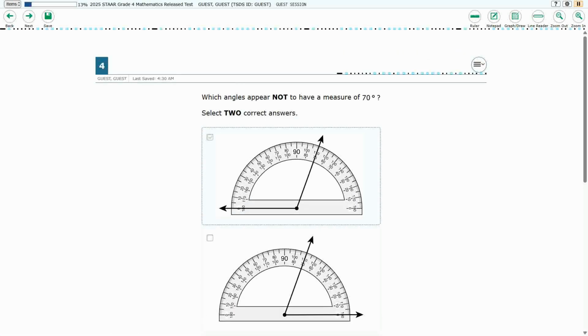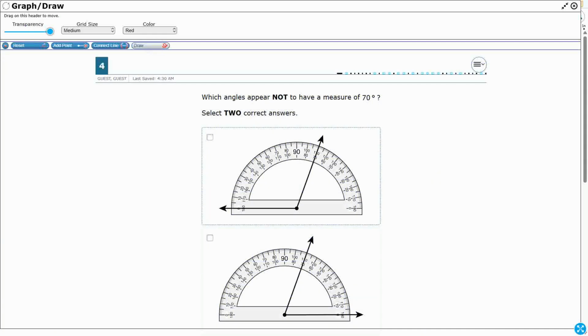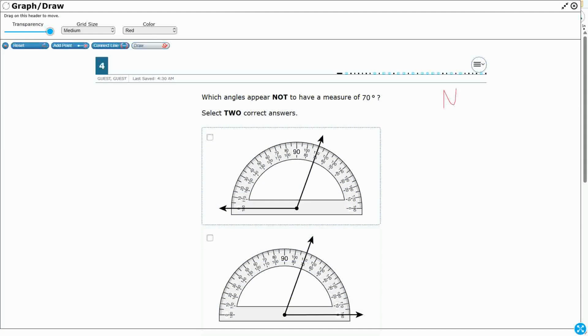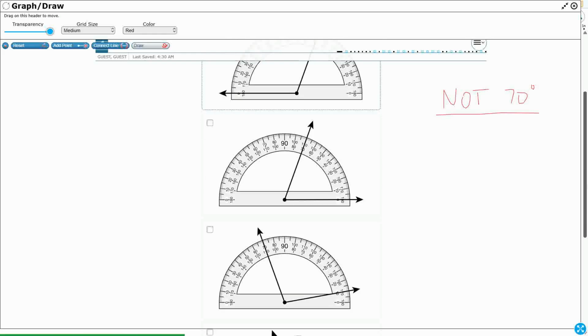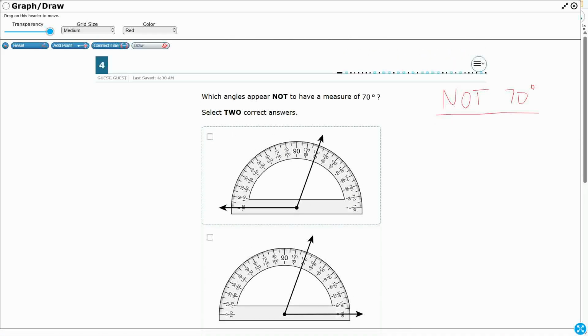So let's get started. We need to find two angle measures that do not, that's going to be important, not have an angle measure of 70 degrees. And I've got 1, 2, 3, 4, 5. All right, so I'm just going to label them A through E, since they don't really have letters there, but that's how I'm going to keep track of my angle measures here.